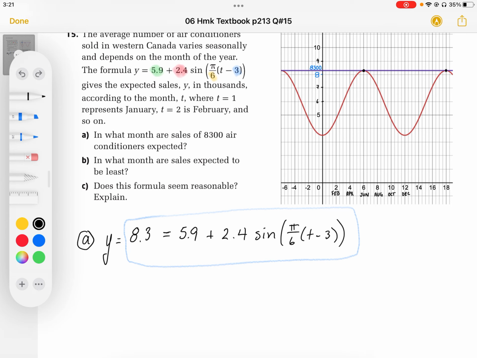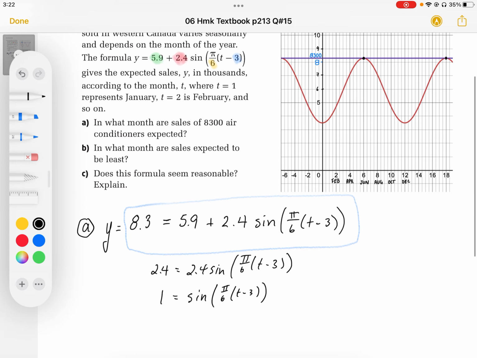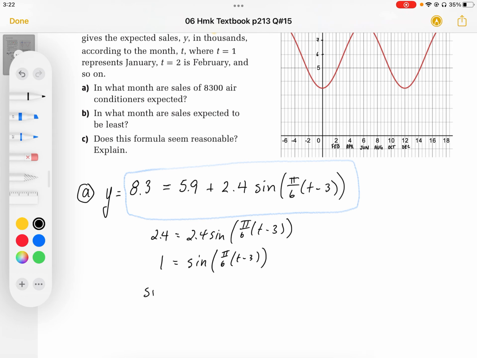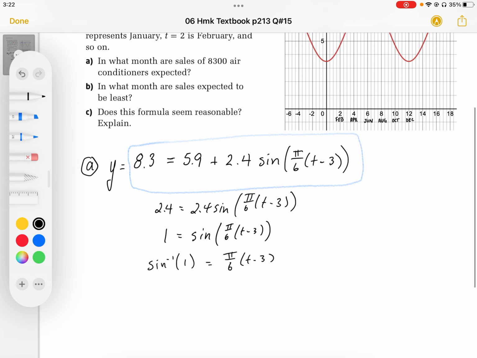So when I solve this algebraically, I'm going to subtract 5.9 from both sides. So I get 2.4 equals 2.4 sine. Again, divide both sides by 2.4, I get 1. And in this case now, I can solve for the sine. I'm going to undo the sine, so I get arc sine of 1 is equal to the angle pi over 6 t minus 3.